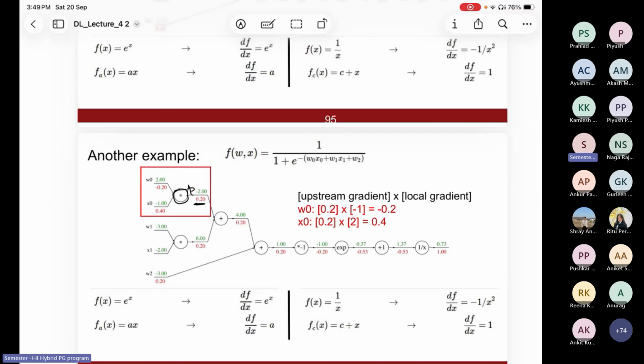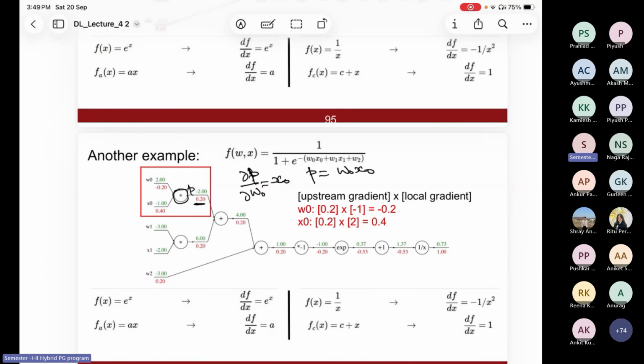So if you are finding the del F by del, what is the local function? The local function is P equal to W0 into X0. So if I want to find del P by del W0, what will be the answer? X0. And for the other variable, it will be vice versa. With respect to X0, it will be W0.